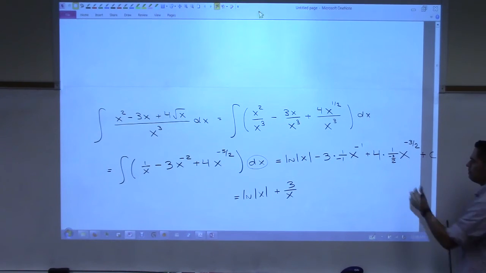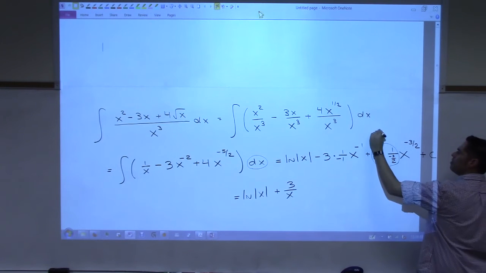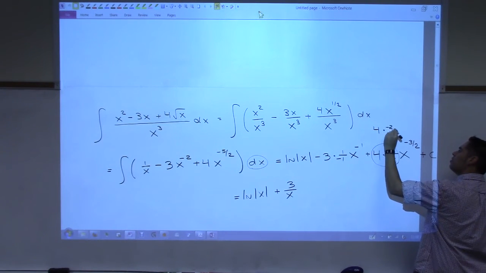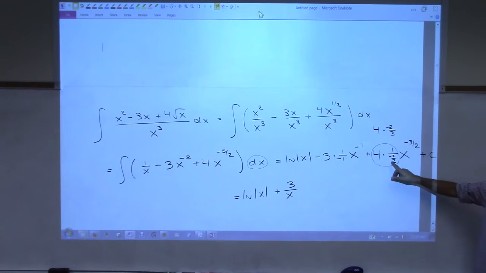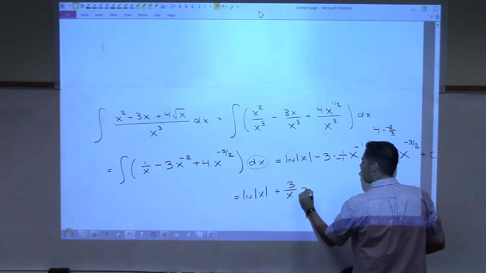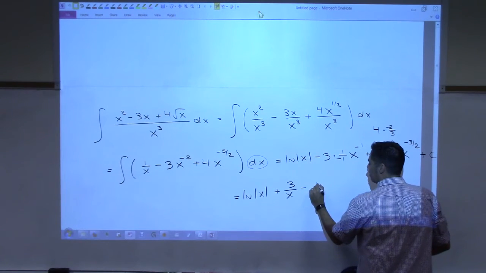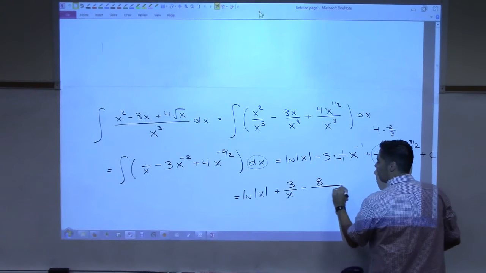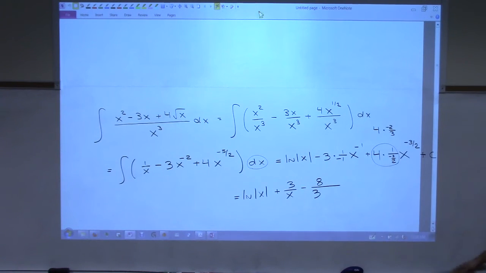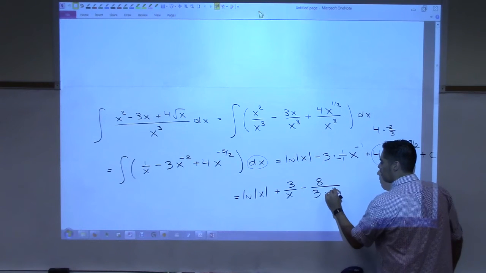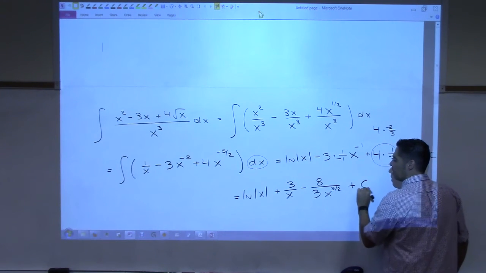This one right here, when I put this together, this is really 4 times negative 2/3, right? Which is negative 8/3. So I'm going to write negative 8/3. Why am I writing it like that? Negative 8/3. Because it's a negative power, I'm going to drop it down. It's going to join the 3. And it's going to be x to the 3 halves. Plus c.